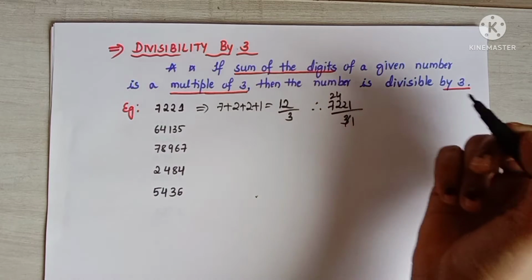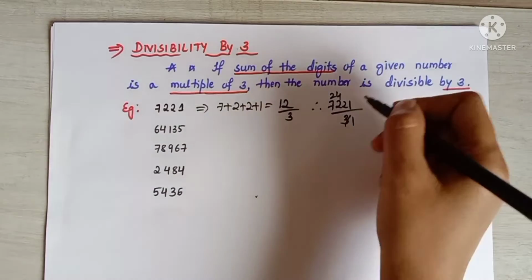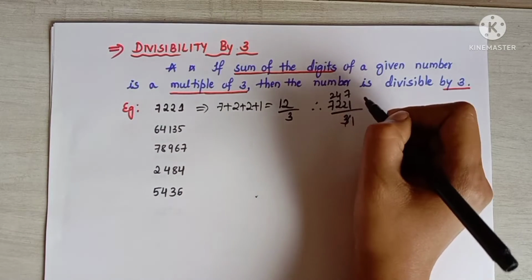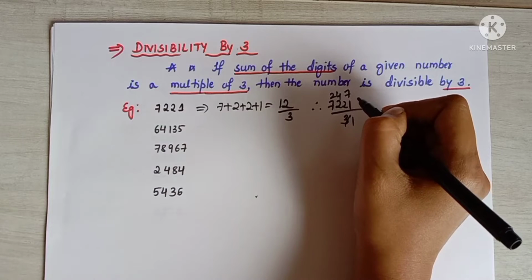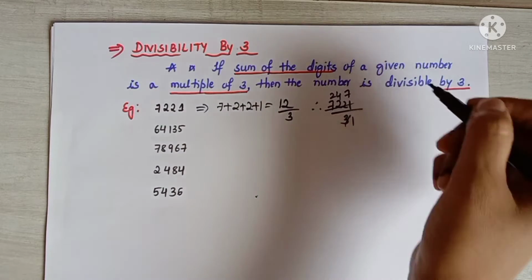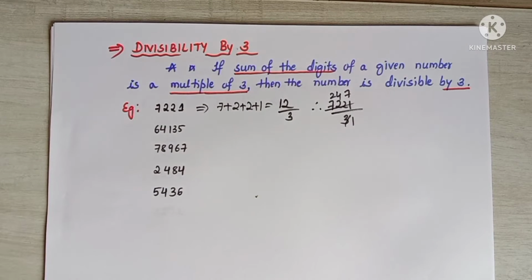3 fours are 12. Next we have 21. 2 sevens are 14. That is 3 sevens are 21. So we can say that the number 7221 is divisible by 3. So let us take another example.